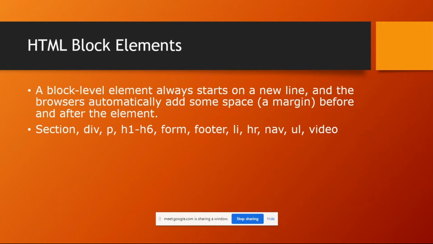And then with HTML elements, we have block elements and then inline elements. With block elements, it starts from a new line, and the browser automatically adds some space or margin before and after the element. So let's say when you use a div tag, for instance, the element automatically starts from a new line. These are examples of block elements in HTML: the section, the div tag, H1 to H6. We also have the form, the footer, and then other elements as well.